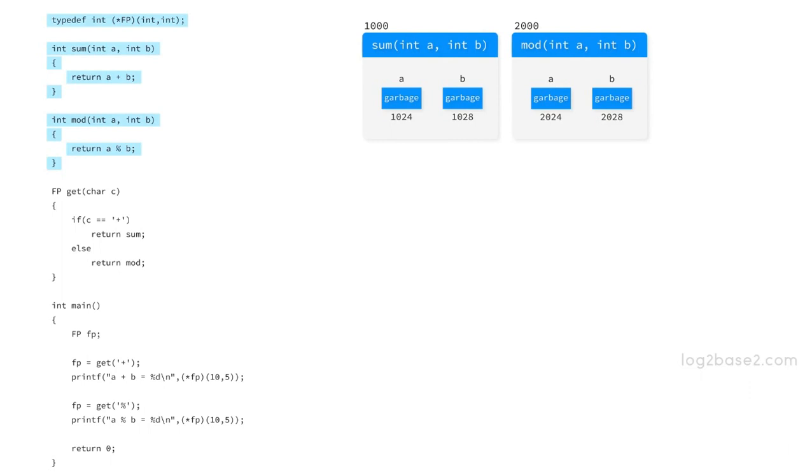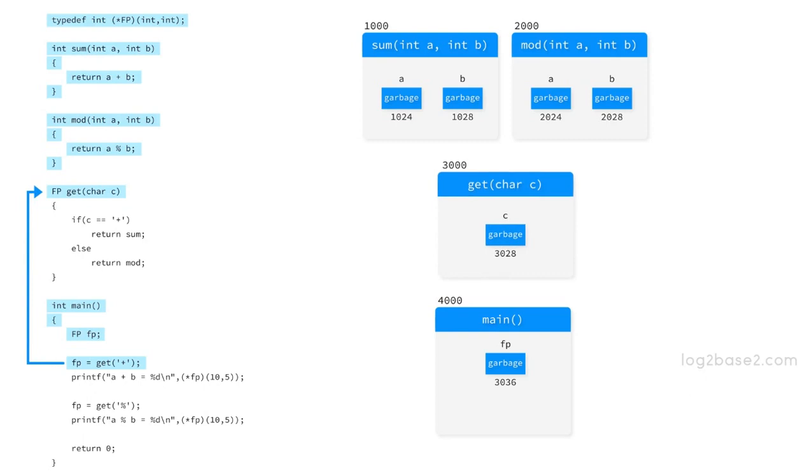So in main we have created fp of type fp. Now we call the function get by passing plus. The function get decides which function, that is sum or mod, to be called and returns its address. We can see the return type is a function pointer here. So control goes to get and plus is stored in c here. So the if condition here is satisfied, so we return sum, that is the address of the function sum, 1000, which is returned as a function pointer to the calling function main and is stored in fp.